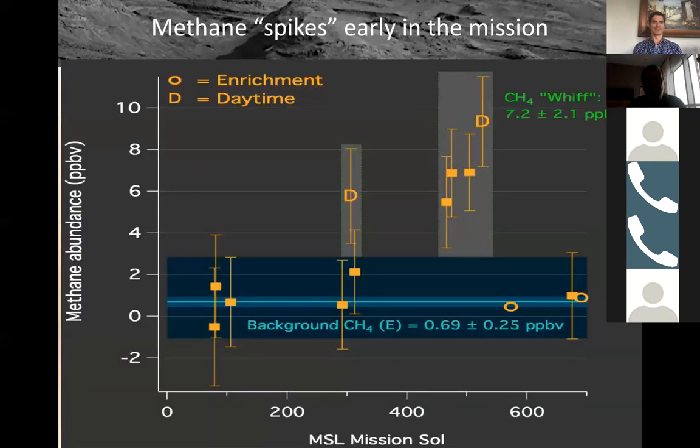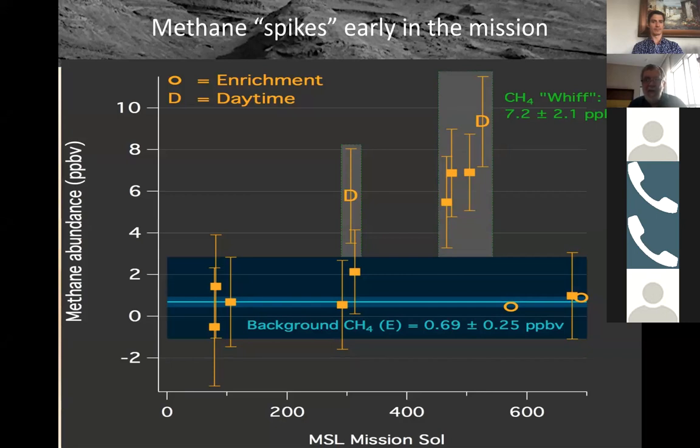So what did we find early in the mission? There were fairly high error bars on the methane, and we didn't see anything above the background. And then all of a sudden, about 300 days into the mission, we saw this spike. So on the horizontal axis is just days into the mission. On Mars, a day is called a sol. And then on the vertical axis is the amount of methane in parts per billion.